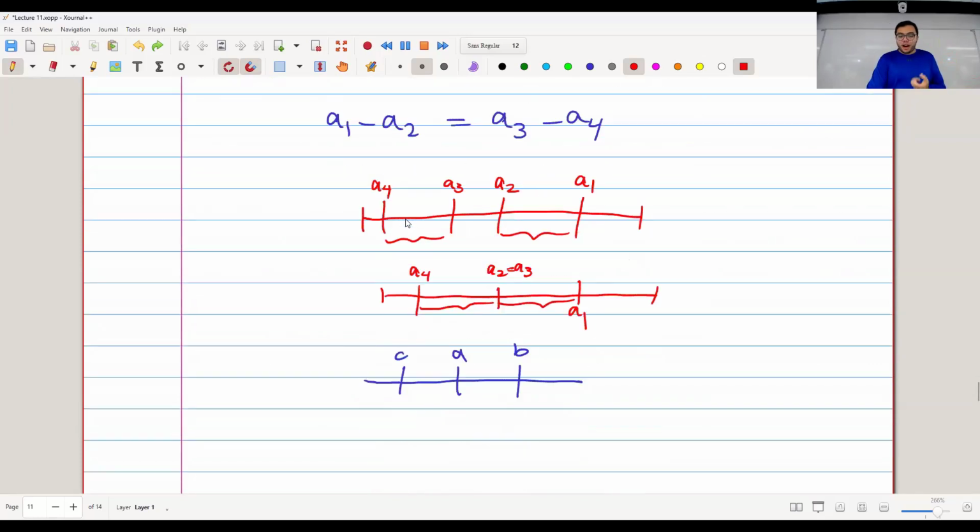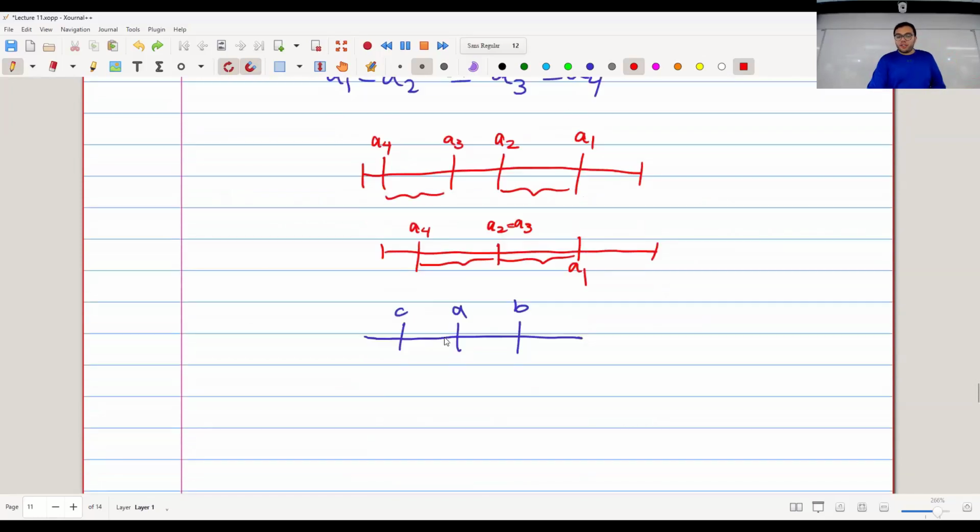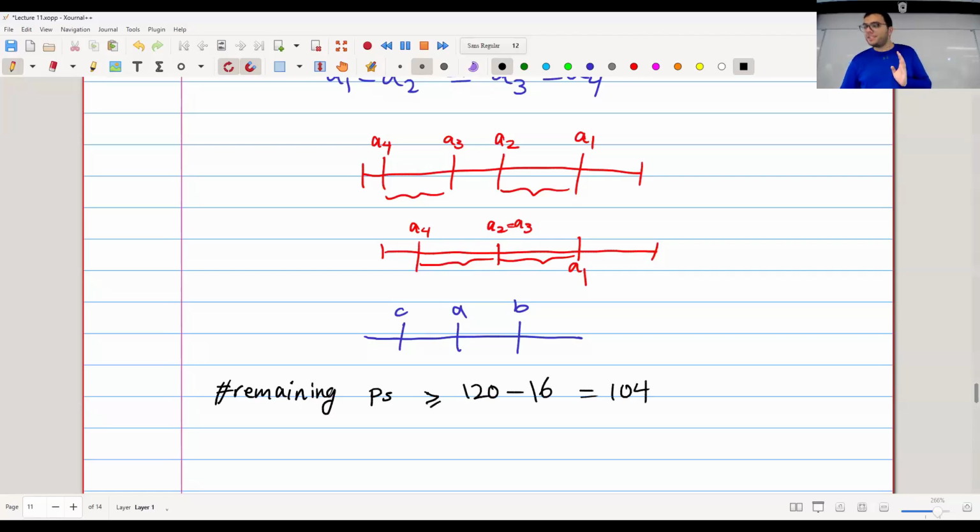Okay, so how many pairs am I removing? For every number, I'm removing one pair from my pigeons. I have 16 numbers, so I'm removing at most 16 pigeons. So my number of pigeons, or number of remaining pairs, or I write P's, this can be pairs or pigeons, is at least 120 minus 16, which is 104.